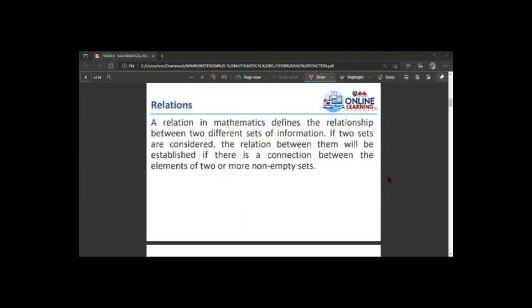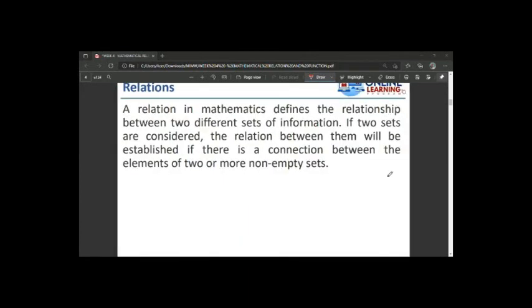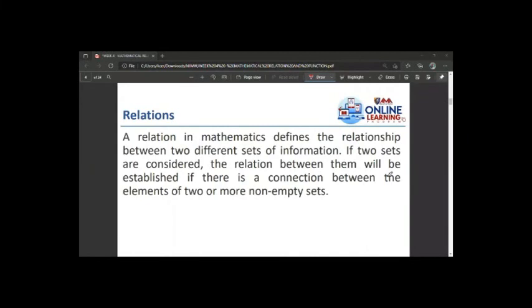So relation in mathematics defines the relationship between two sets of information. If two sets are considered, the relation between them will be established if there is a connection between the elements of two or more non-empty sets. So di ba, sabi dito, two sets of information, so meaning it's not exclusive for numbers. So di ba yung sets could be names, letters, no? Anything para kahit anong gusto mong i-group as long as they have the same property or common property.